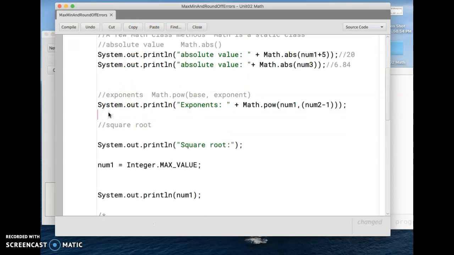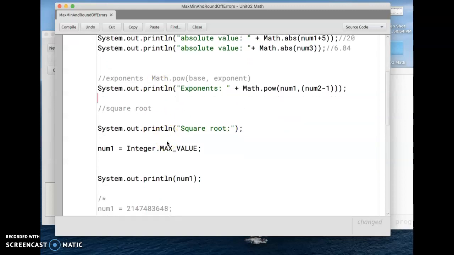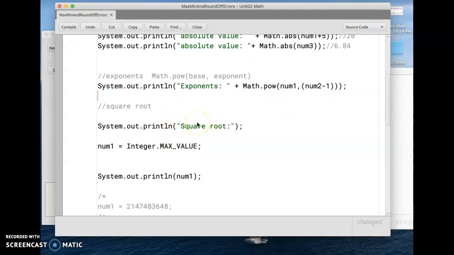This next one is square root. So even though you could make this a fractional exponent, like a half is the same as a square root, you can also use the square root method. It might just be easier because it's simply just math.sqrt. And you have to have one number inside here, and please make sure it is a positive number. It will give you an error if you don't put that in.